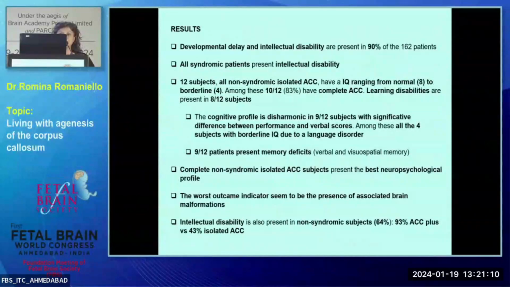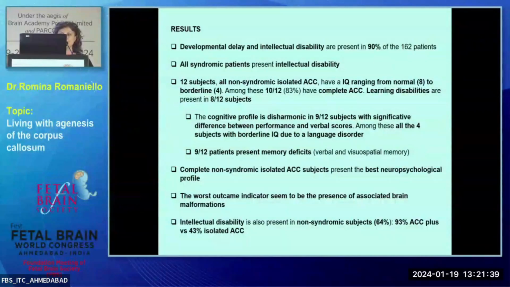The result of this study was that developmental delay and intellectual disability are present in 90% of the patients. All syndromic patients present intellectual disability. 12 subjects of non-syndromic isolated ACC have IQ ranging from normal in 8 cases to borderline in 4 cases. Among these, 83% have complete ACC. Learning disabilities are present in 8 subjects.